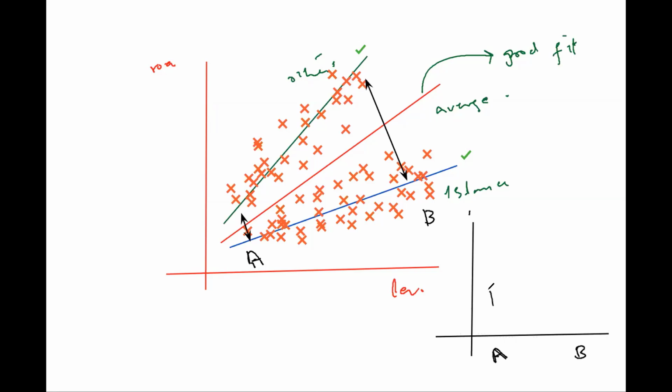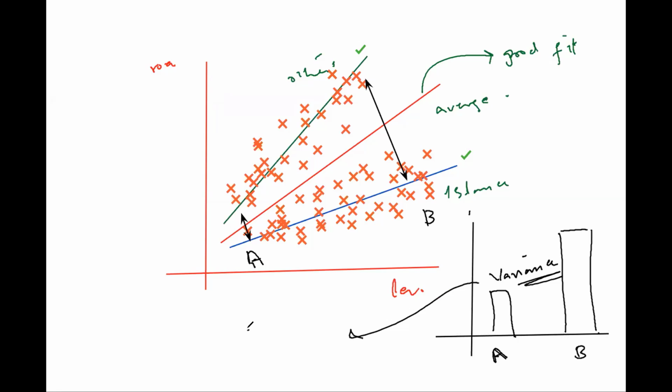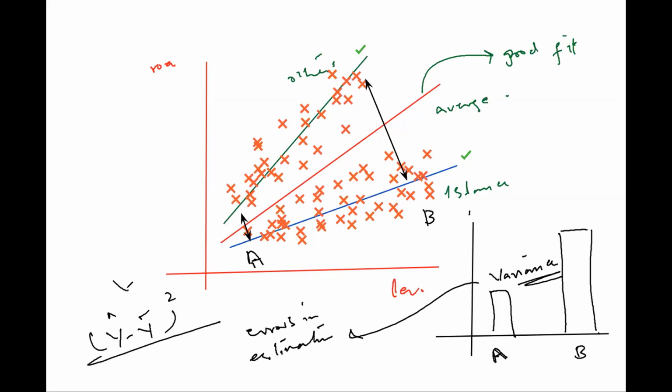The distance at A is smaller. I will draw a bar chart, and at B it is bigger. So the distance is actually the variance of the model. The variance is defining the errors in estimation, because it's the distance from the crosses, so it is actually y hat minus y bar, and the whole square. And this is actually used to calculate the R square and F test.